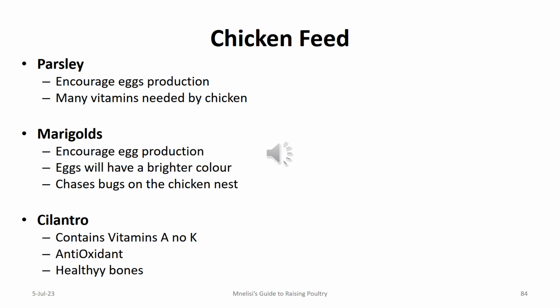Marigold. This plant encourages egg production. It will give eggs a bright color. In the chicken's nest, it will chase bugs away. Cilantro. This is an antioxidant plant which contains vitamins A and K. It will help your chickens to have healthy bones.